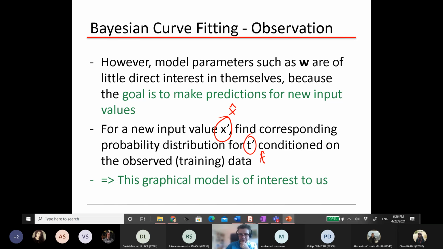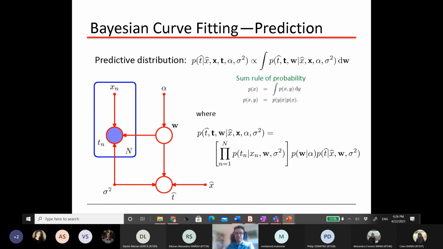Here it is t prime. It is more difficult to find the t hat symbol, which is not a usual symbol. And of course, t prime or t hat is going to be conditioned on x hat and also on the weights computed given the training data. Therefore, the graphical model for Bayesian regression actually looks like this. This is a model for the predictive distribution, what we really want to compute: we want to predict a new target t hat for a new x hat, given, of course, the training set.